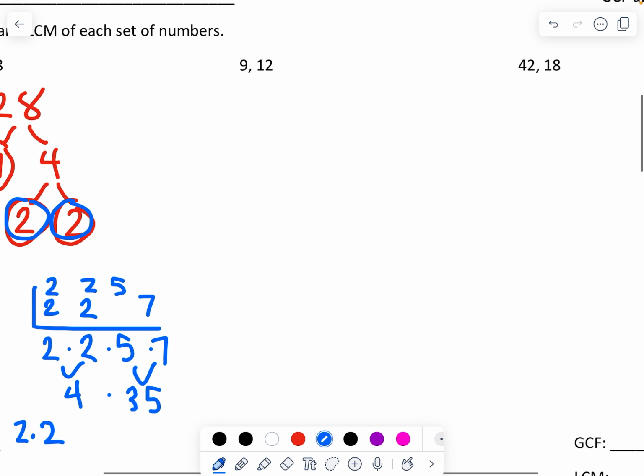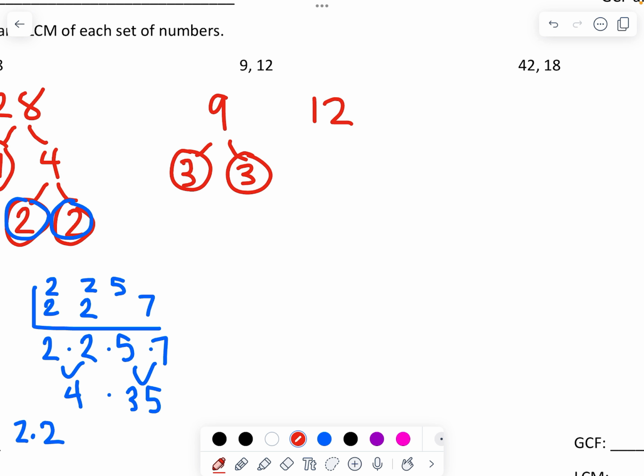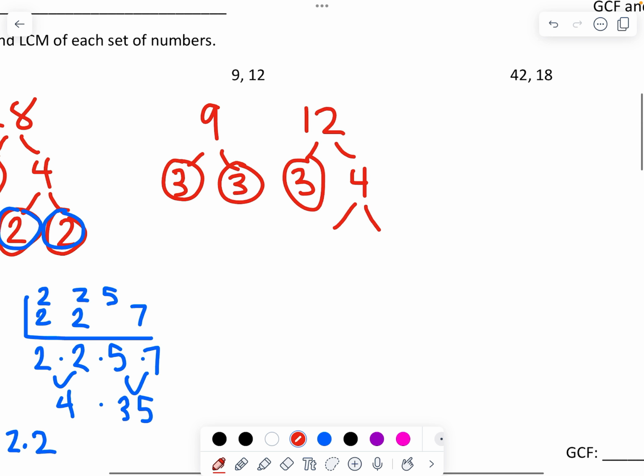Next, we have 9 and 12. Start with the 9 and the 12. I can divide 9 by 3 and 3, and those are both prime numbers, so I circle them. And then 12, I can divide by 2 and 6, or 3 and 4. I'm going to do 3 and 4. And my 3 is a prime number, so I'm going to circle it. And then 4 can be divided by 2 and 2. So it would look like that.